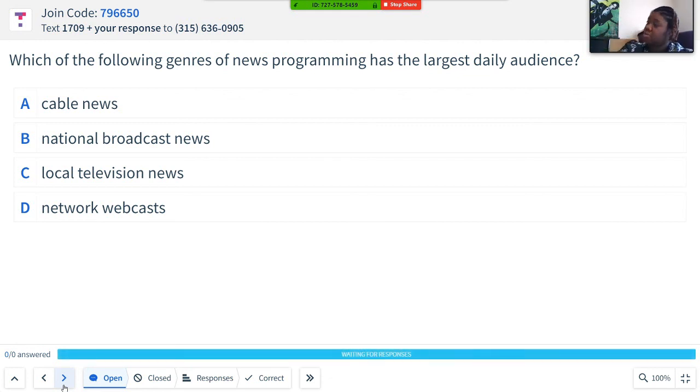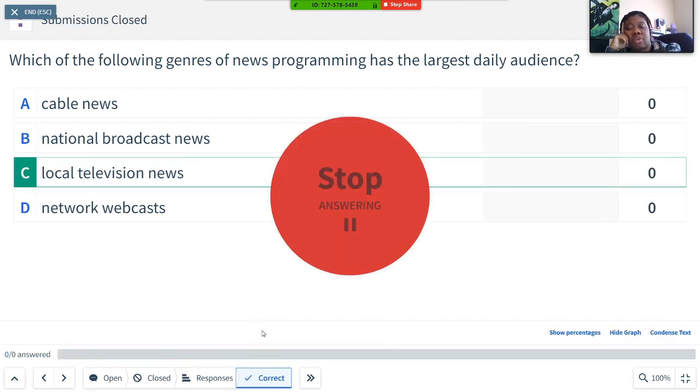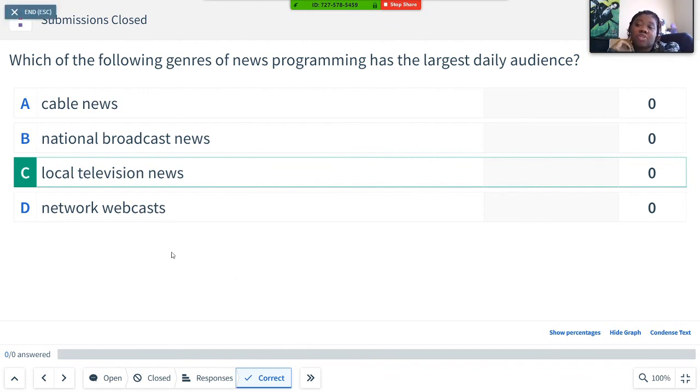I got one for A. And A is not the answer. We got one for C. Two for C, three for C. The answer is C. Local television news, largest daily audience. Why? Because most people want to know what's going on locally, like traffic reports and the weather. So yes, local TV news, largest daily audience.